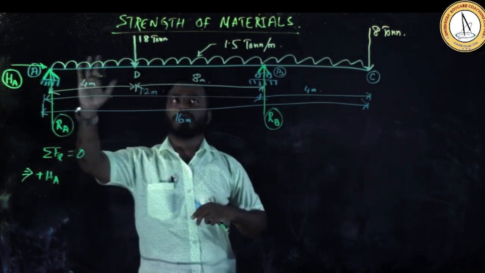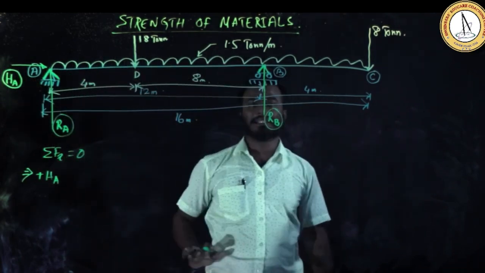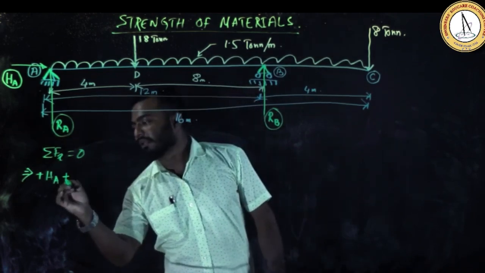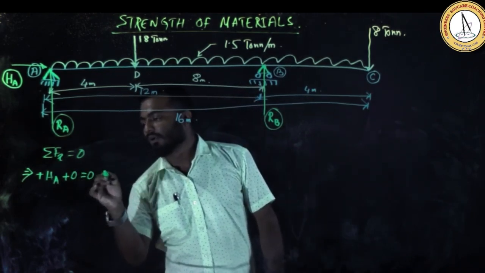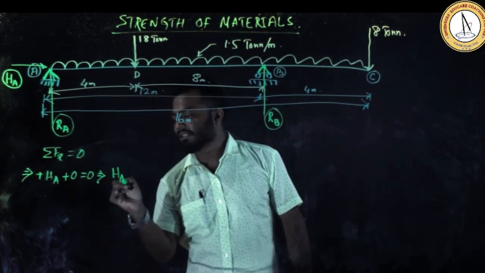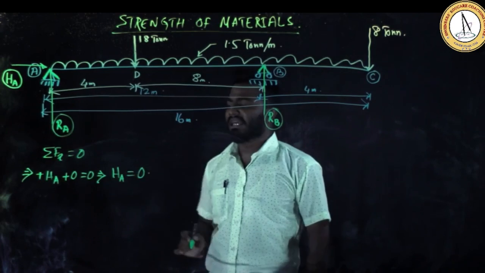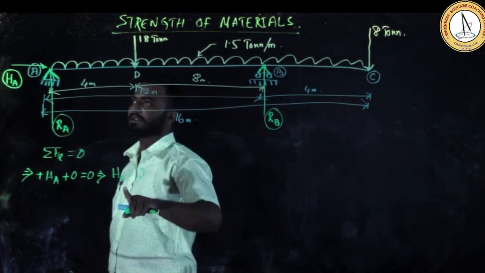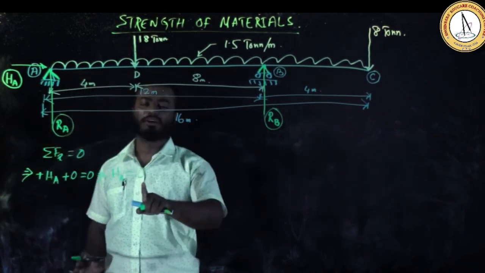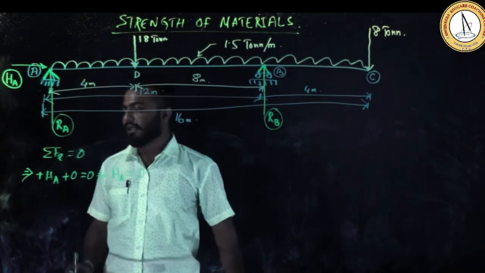But if you check in this beam, there is no other horizontal forces either in the leftward direction or in the rightward direction. So I will write plus 0 is equal to 0. What does it mean? If I solve, our horizontal force HA is equal to 0. That means the presence of horizontal force at A does not affect the structure because it has no magnitude.